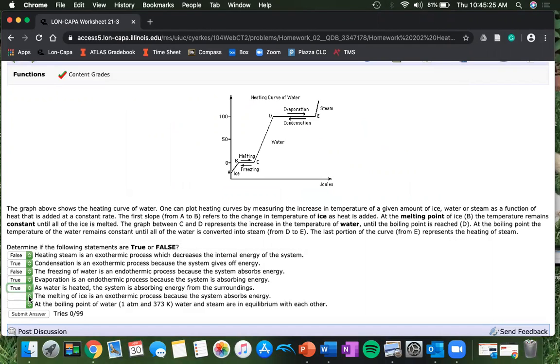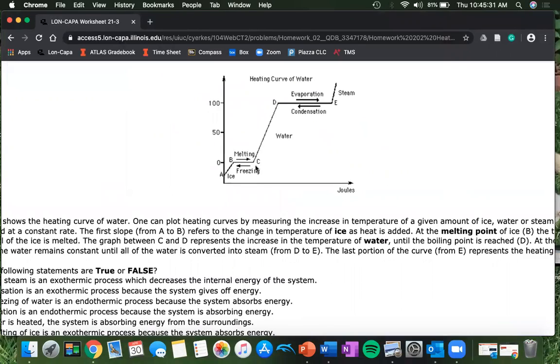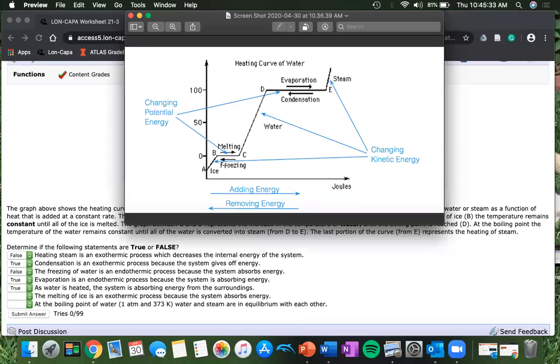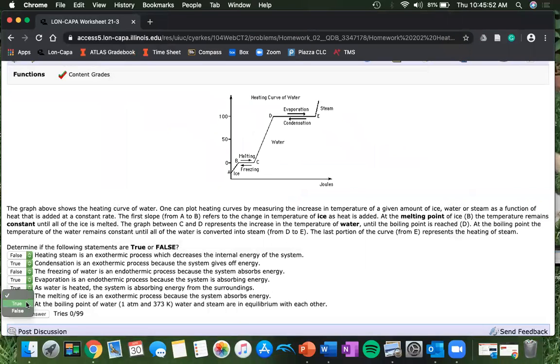The sixth one says that the melting of ice is an exothermic process because the system absorbs energy. If we look at our melting diagram, we can see that for melting, we're moving from left to right. When we melt water, we are adding energy to that ice in order to get it to change its phase into water. So that means that the melting of ice is going to be an endothermic process because the system is absorbing energy. So this is going to be a false statement as well.